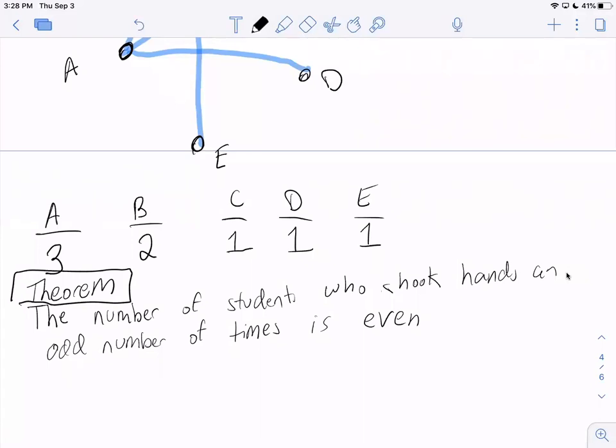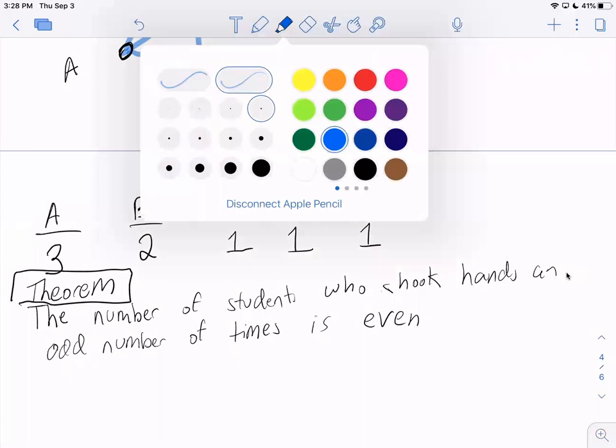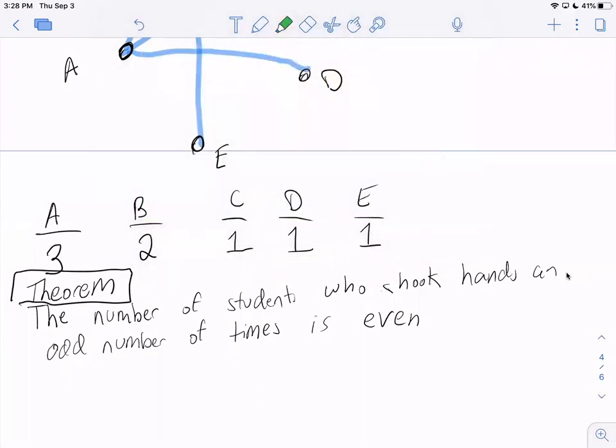The number of students who shook hands an odd number of times is even. That's a bit of a mouthful, but let's just try it for this example. So who shook hands an odd number of times? Did Alice shake hands an odd number of times? Yes. Alice shook hands 3 times. Bob shook hands twice. That's an even number, so that one doesn't count. Cindy shook hands once, which is also odd. Dan shook hands once, and Evan shook hands once. So the total number of students who shook hands an odd number of times is 4. And is that an even number?